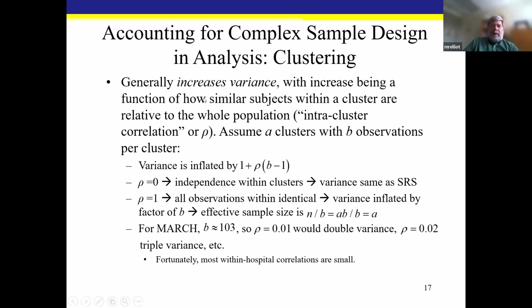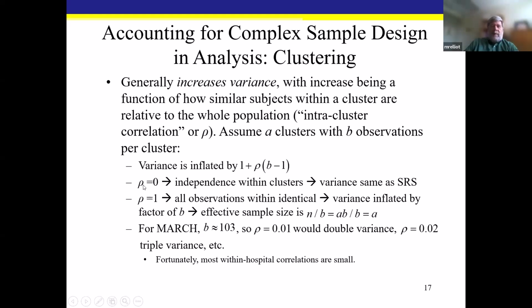Something else that maybe people are a little less familiar with is accounting for the clustering. Now, this generally increases variance because it's a function of how similar subjects are within a cluster relative to the whole population, this intra-cluster correlation, or rho. So in the simplest case, we'll assume A clusters and B observations per cluster, or you can think of it as the mean number of observations. It varies a little bit as we have here. So variance gets inflated by 1 plus rho times b minus 1.